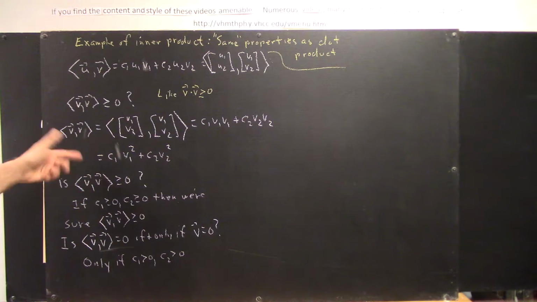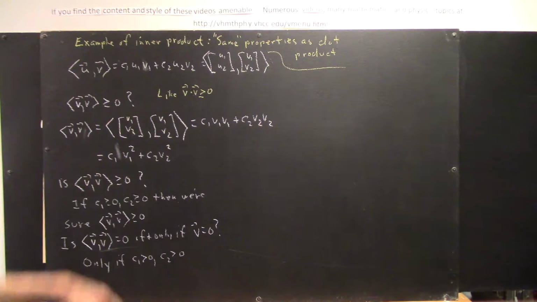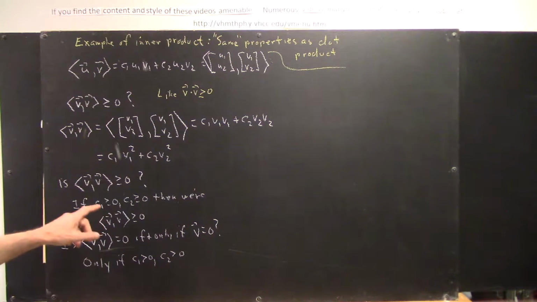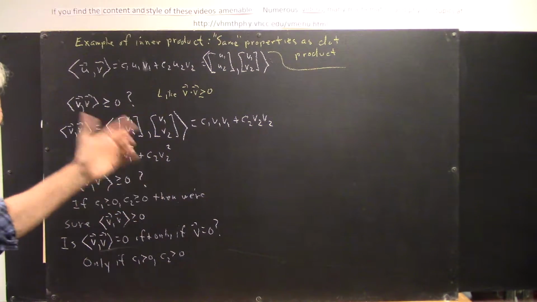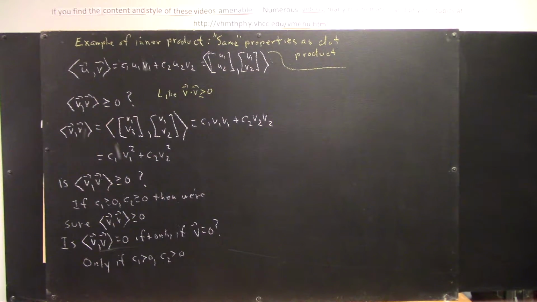Okay, so we test. Is v dot v greater than or equal to 0? If C1 and C2 are both greater than or equal to 0, then we're sure of it, because both these numbers will be positive. You get a positive when you add them.